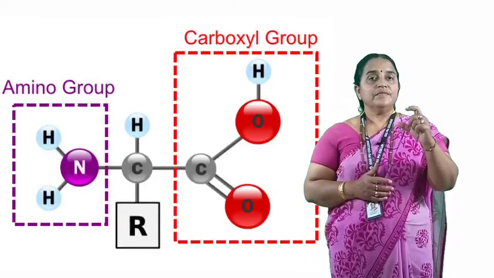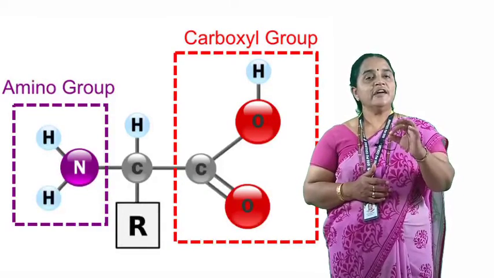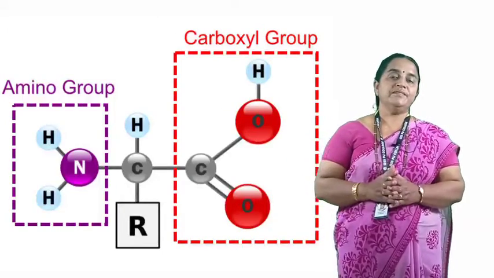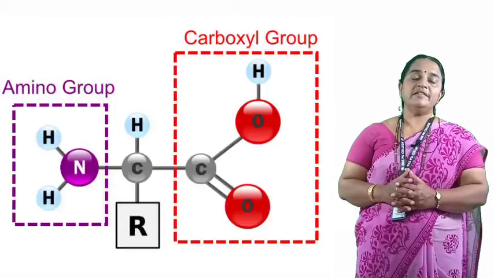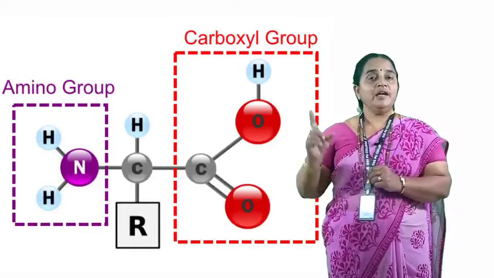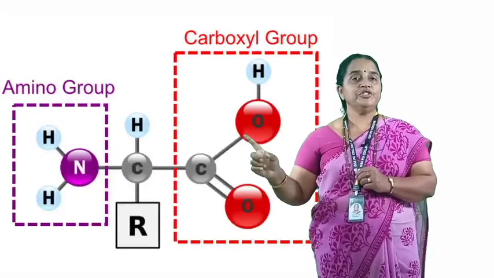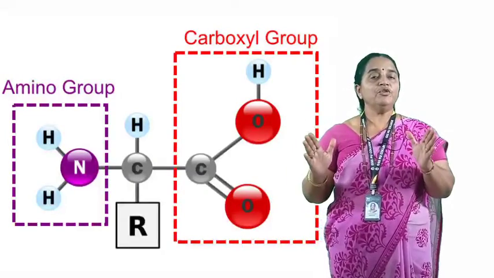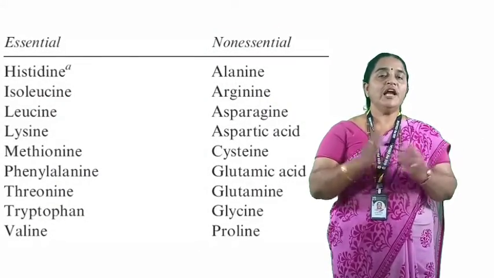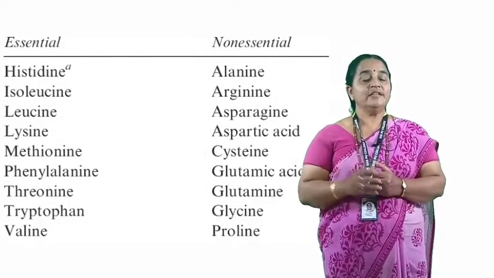Thus, 20 amino acids are known which will polymerize into polypeptide. Out of 20 amino acids, 12 are essential and 8 are non-essential. Now here we need to remember the differences between non-essential and essential amino acids.